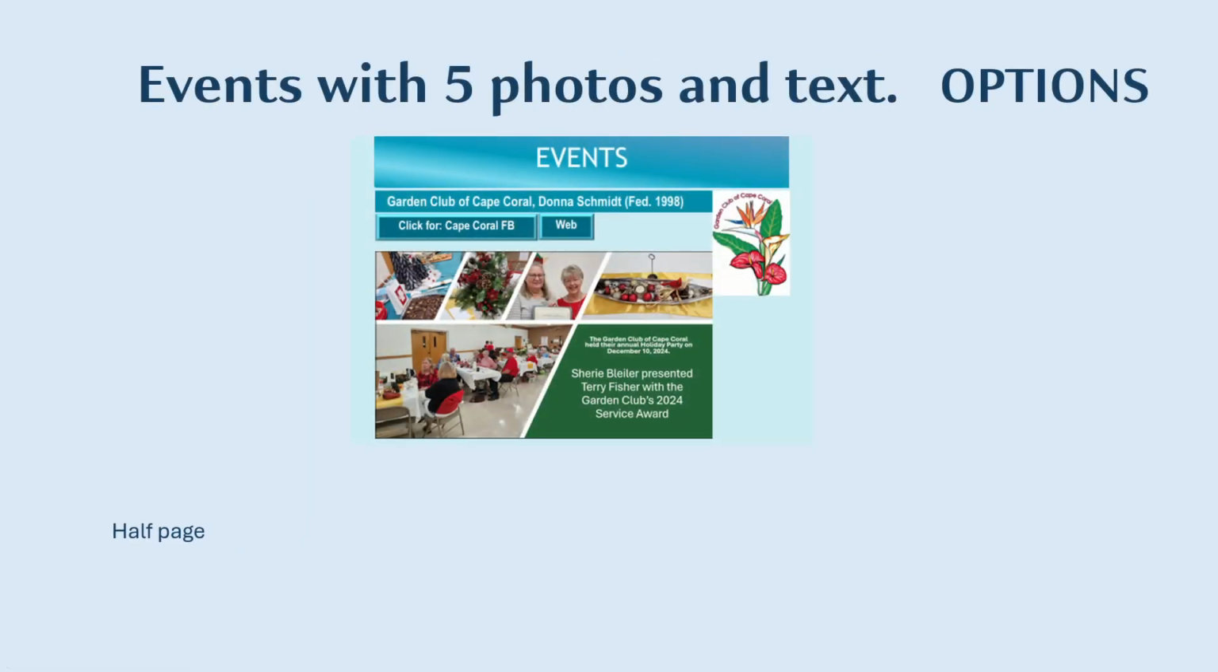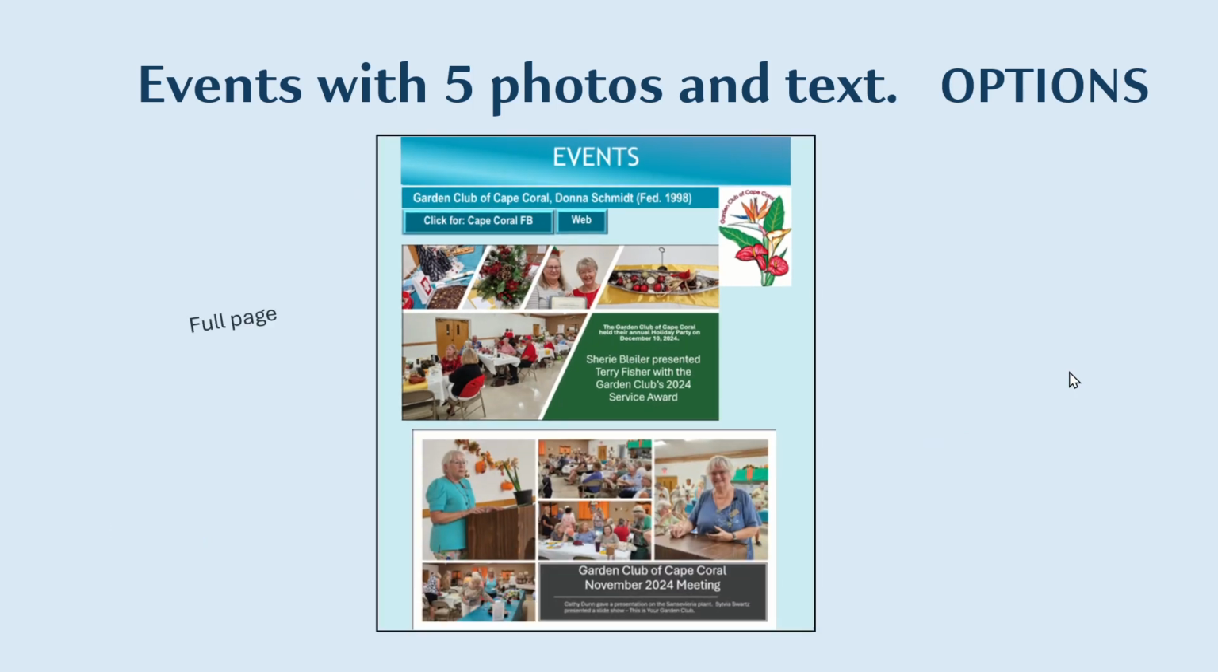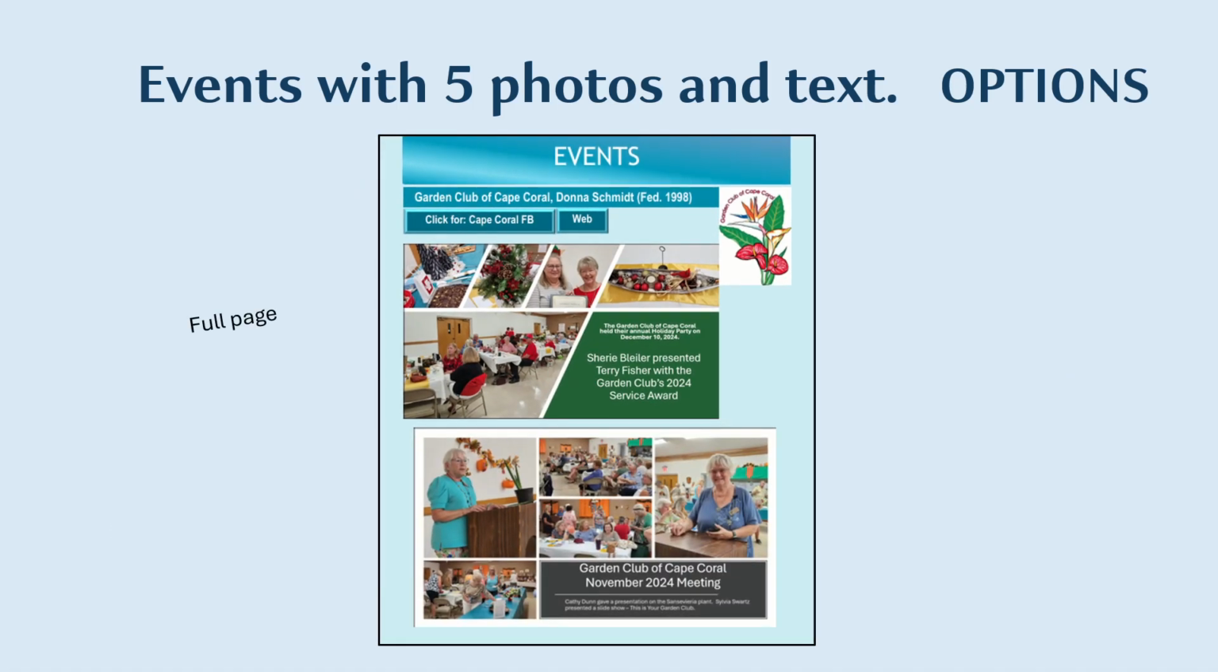Here's an event, a past event with 5 photos, nice size text here that can be seen. This is a little smaller, may or may not be able to be seen on a smartphone without enlarging. This is a half page and 5 photos. This is the full page, 5 photos on each event. So there's 2 events here, and this is a nice size font. This is a little smaller. This can be read easily. This is a little smaller. It's really your choice.